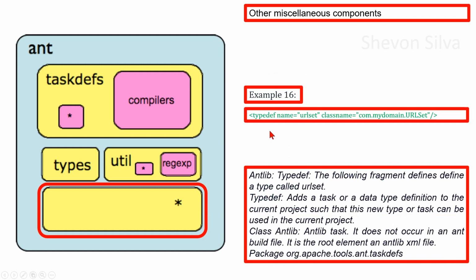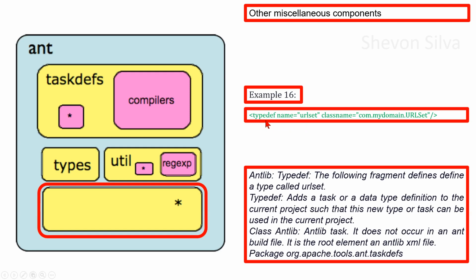Now we are considering a typedef in antlib. The following fragment defines a type called URL set. Typedef adds a task or a data type definition to the current project such that this new type or task can be used in the current project.